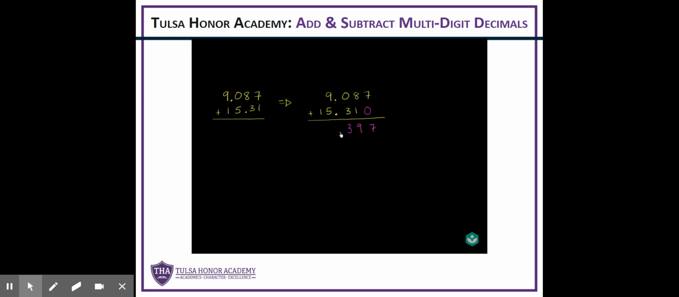We got our decimal. Then you have 9 ones plus 5 ones is 14 ones. Well, 14 ones is the same thing as 4 ones and 1 ten. So we'll carry that 1 right over there. This is just 1 ten plus 4 ones is 14. And so then finally you have 1 ten plus another 10 is 2. So we get 24.397.